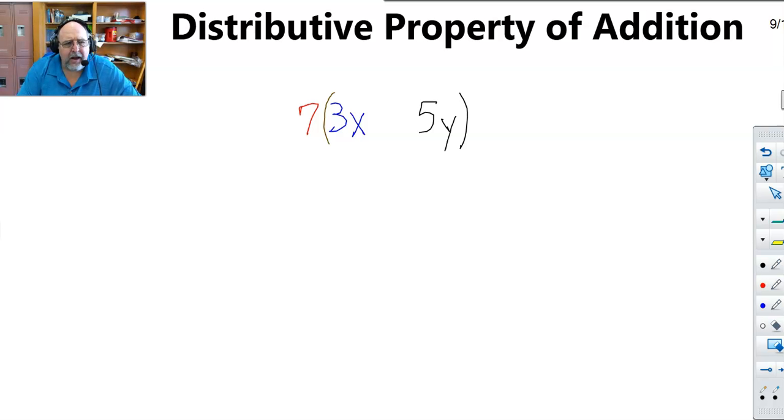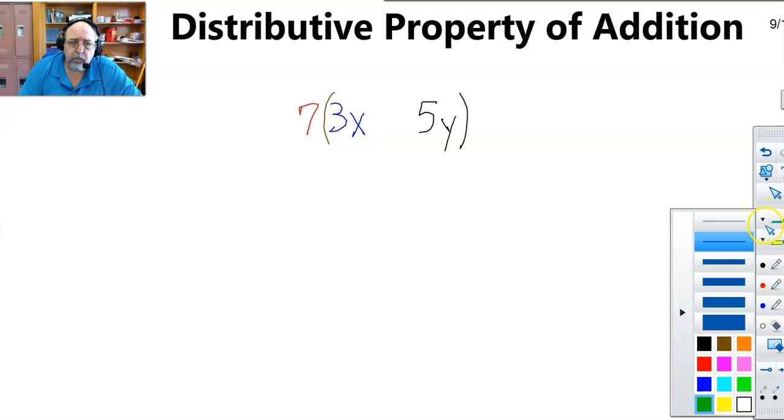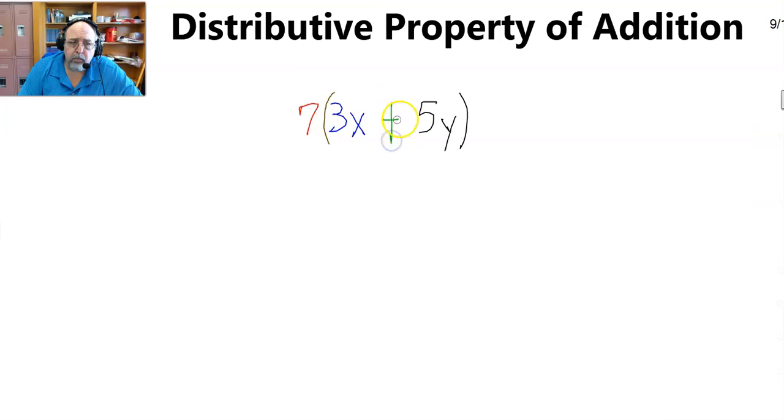C here. Hey, today we're going to be working on distributive property of addition. So, I have an example right here. It's really simple. Let me put, I forgot the plus sign on here. So let's put the plus sign because these are being added. We have 3x plus 5y, and all that's being multiplied by 7.